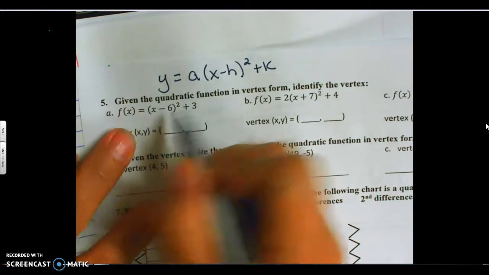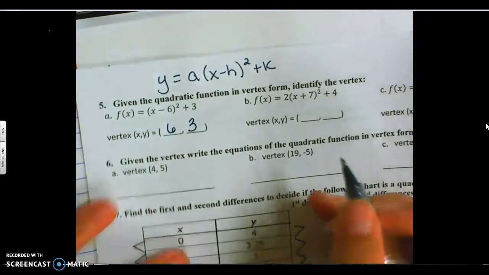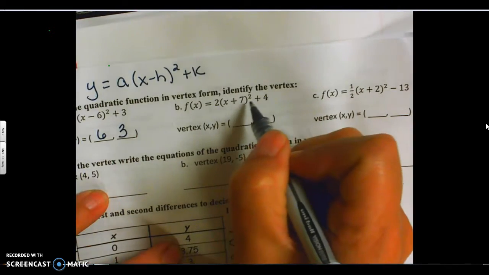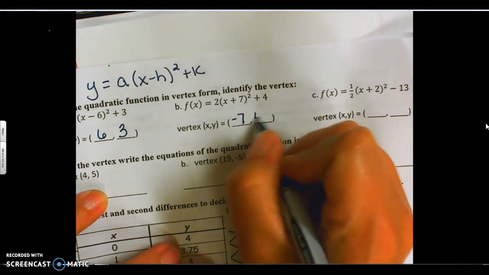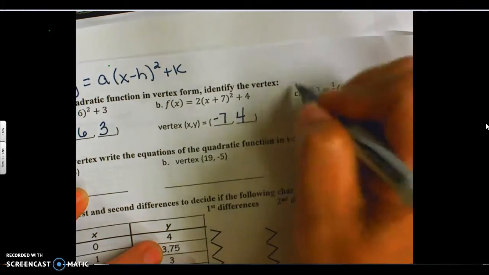So when I pull this out, this becomes 6, 3. Identify. That's 7. So this is negative 7, 4. Okay? You try.